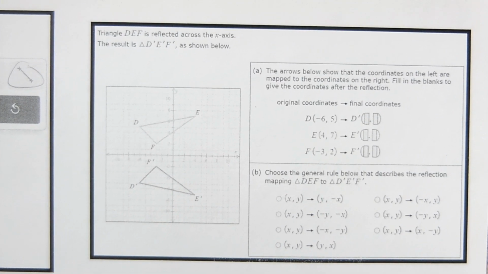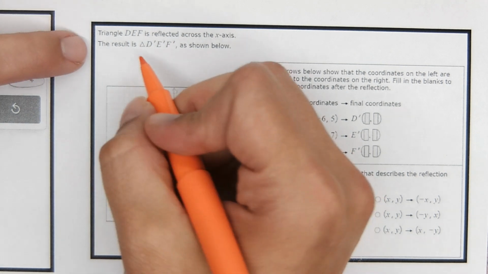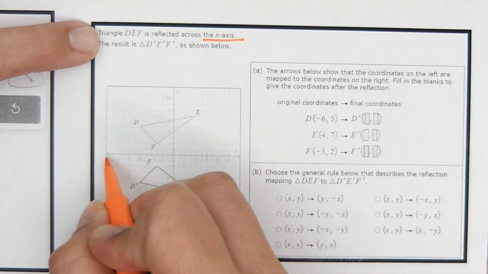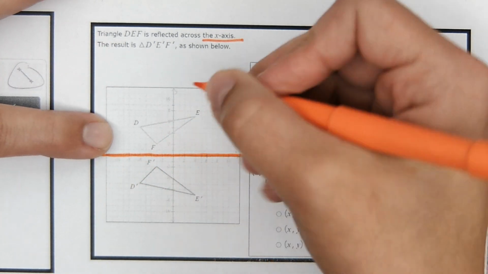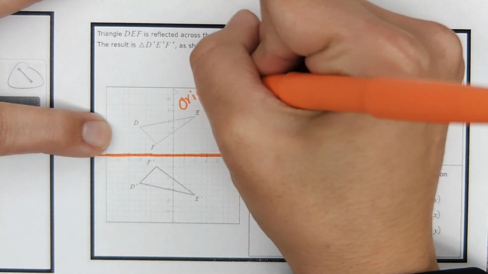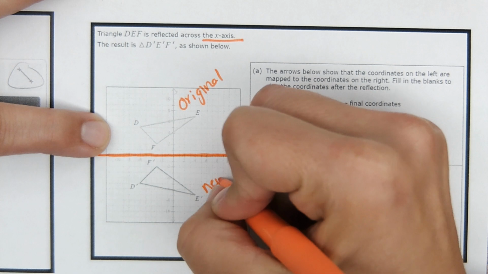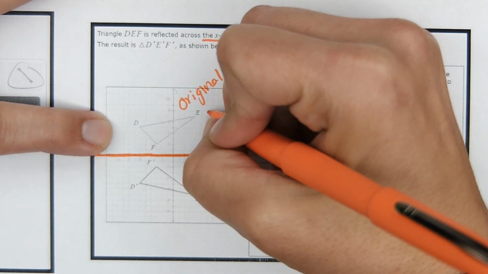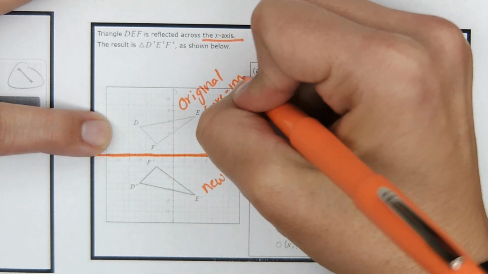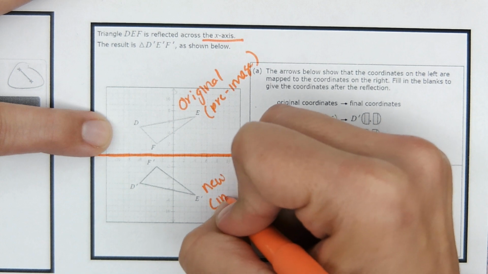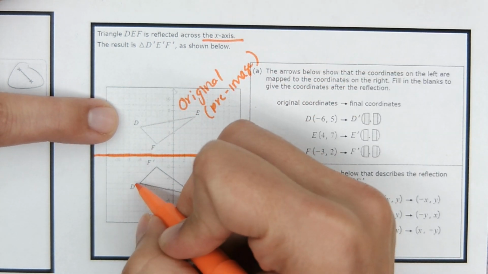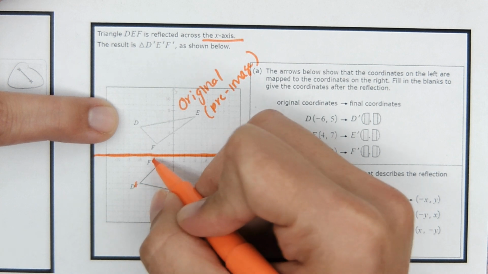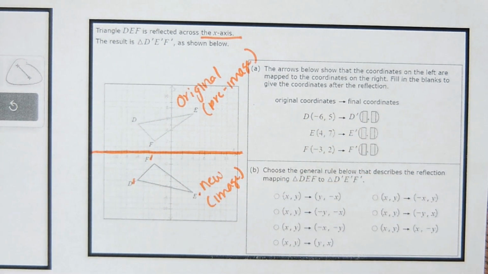Okay, and then this one over here also talks about the coordinate rules and how that works. It's saying this is reflected across the x-axis right here. And we can see that. This would be the original, and this is the new one. So this would be the pre-image and the image. How do I know which one is the new one and which one's the original? It's because of the prime mark. Notice how this is D prime, F prime, E prime, so this is the new one.